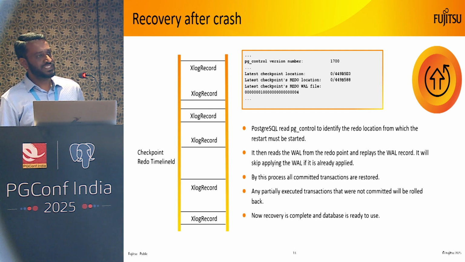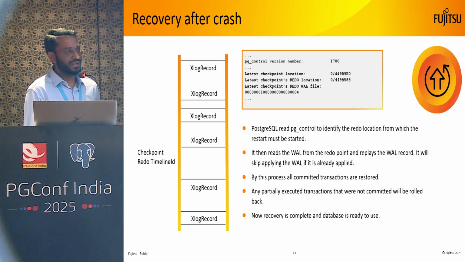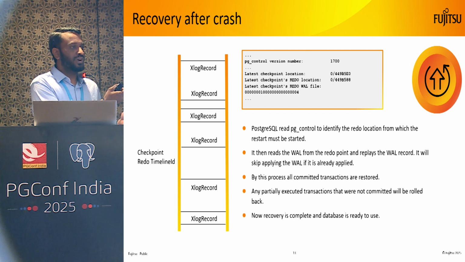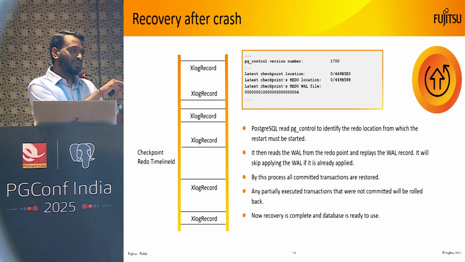So I know from the pg_control file from which location of the WAL I need to replay. I will go to the corresponding WAL record, I know the WAL location. This WAL location is nothing but the last checkpoint's location, whichever is flushed to disk. From that location, we will replay. So those are nothing but reading from the WAL.